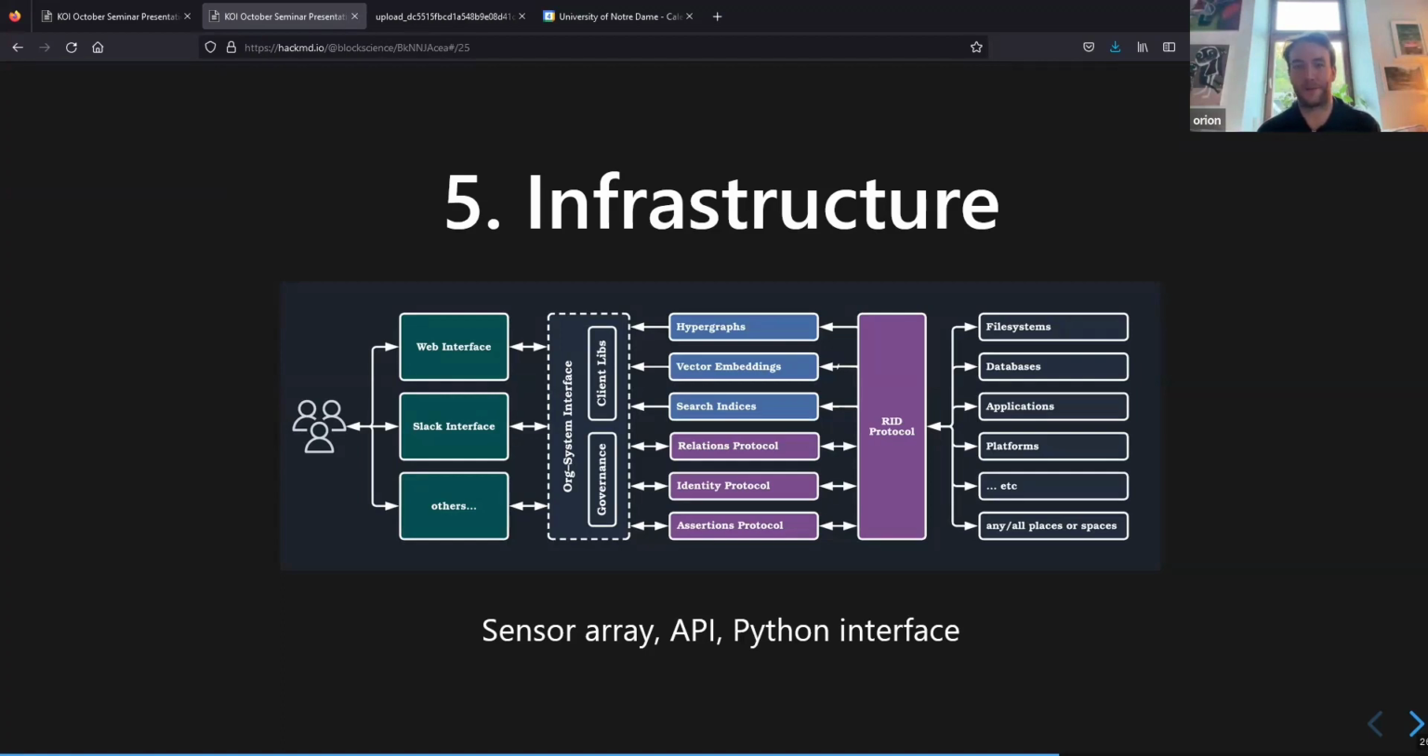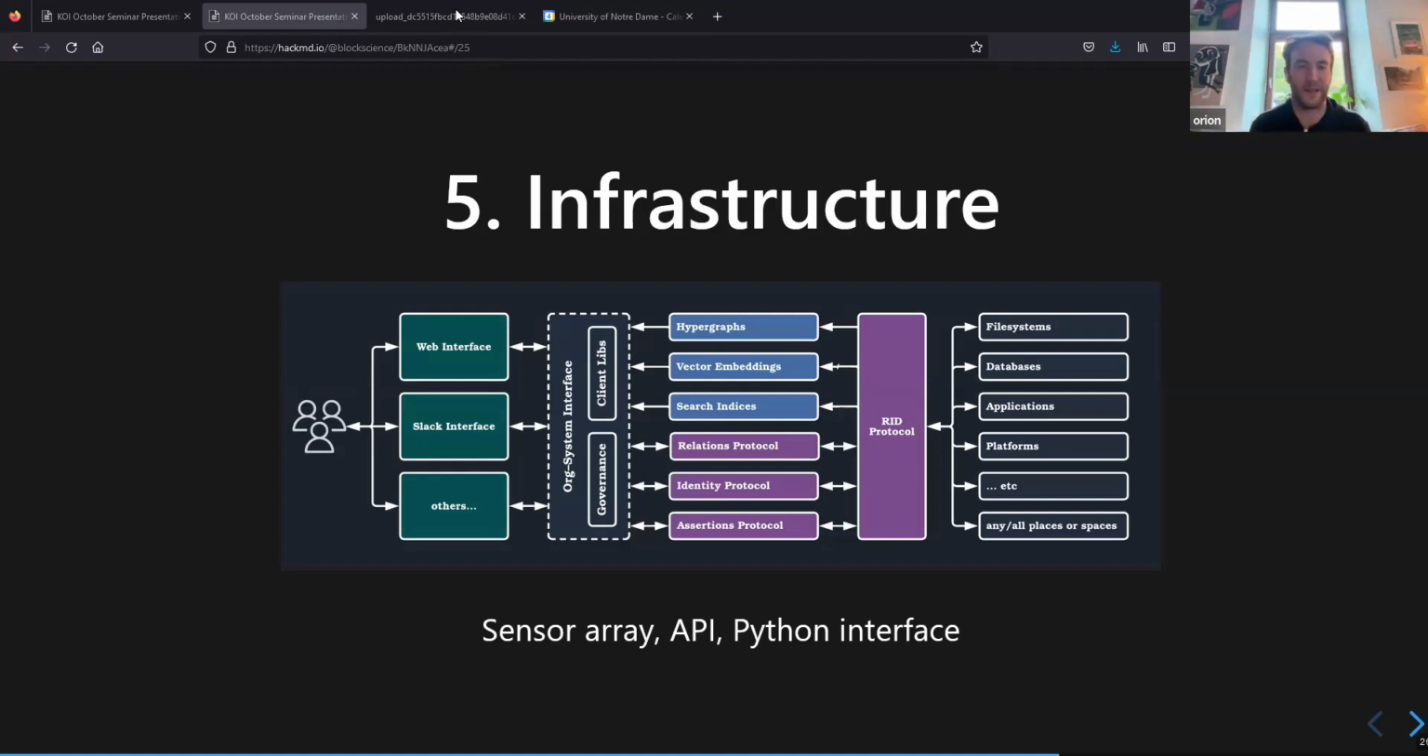At the top in this diagram, what that's trying to illustrate is that there are different ways that we can view this collection of objects. We can view it as hypergraphs or as graphs. We can view at least the textual objects as vector embeddings, as a point in space, which is useful for LLM stuff, which we will touch on later. We can look at it as search indices for plain text search. And of course, we can just look at it as a collection of objects without any additional structure.